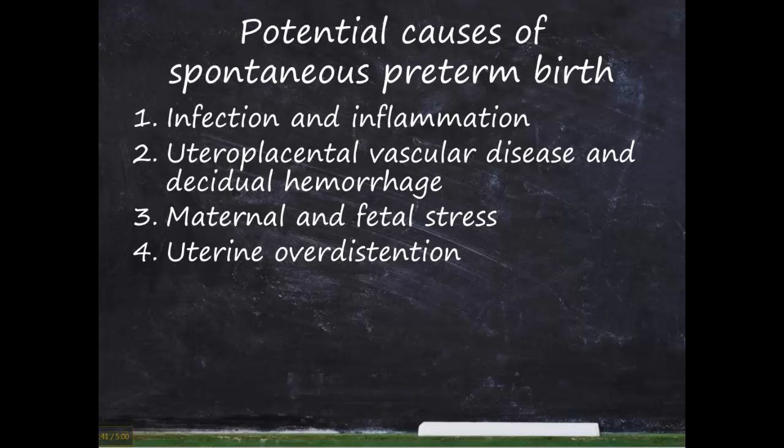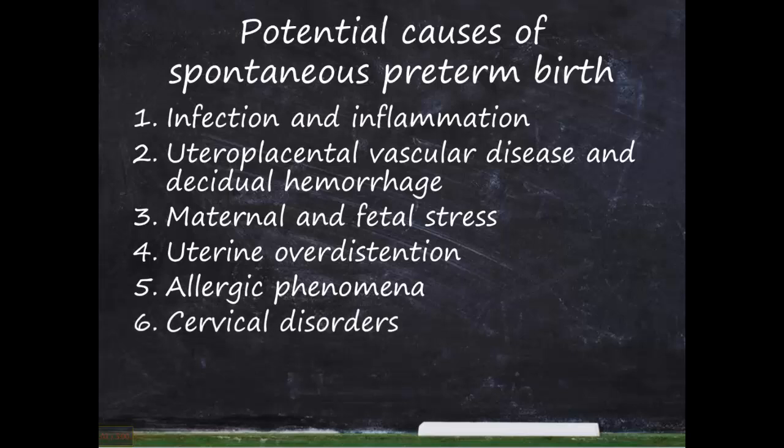Four, uterine overdistension. Here we see preterm labor caused by uterine overdistension in the settings of polyhydramnios and multiple gestations. Number five, an allergic phenomenon similar to infection and inflammation. In this case, an allergen would stimulate an immunologic response causing a systemic inflammatory process. Six, cervical disorders like cervical incompetence and congenital anomalies predisposing someone to preterm labor. And seven, hormonal disorders. Here in the hormonal disorders, we're talking about a suspended progesterone action.